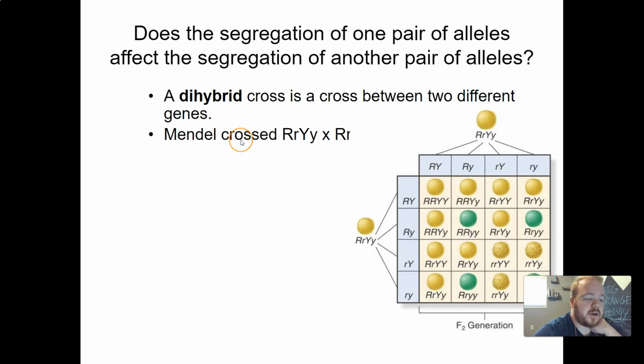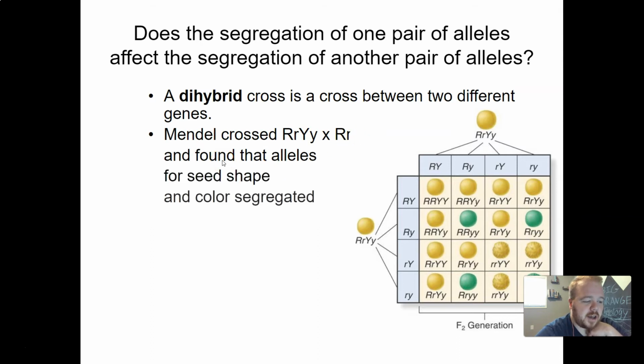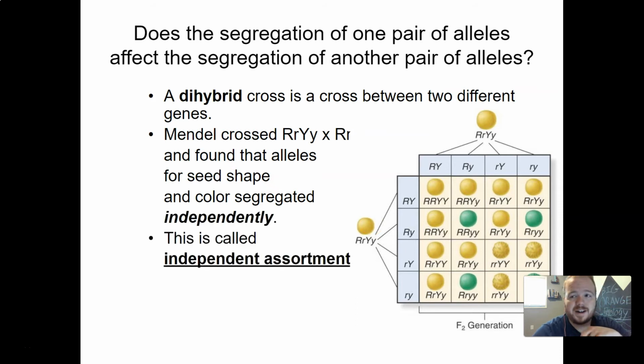Basically, Mendel took a plant that was round and yellow in seed color and mixed it with, and it doesn't show here, round and green, round and yellow, another round and yellow individual, and found that the alleles for seed shape and color segregated, meaning individuals that were round could be green, and individuals that were wrinkled could be yellow, and they could also be green. And there was no linking there. Basically, round and yellow were independent of one another. And this is what we call independent assortment.